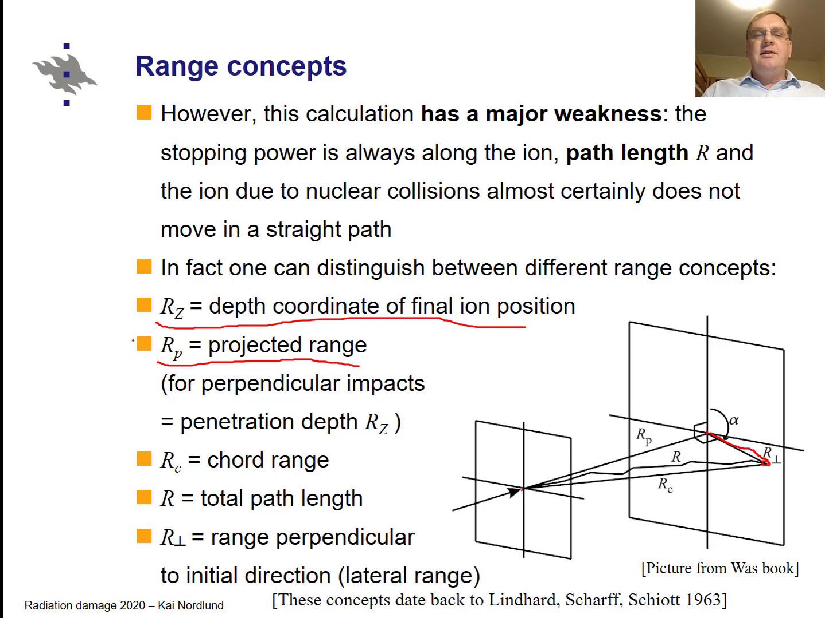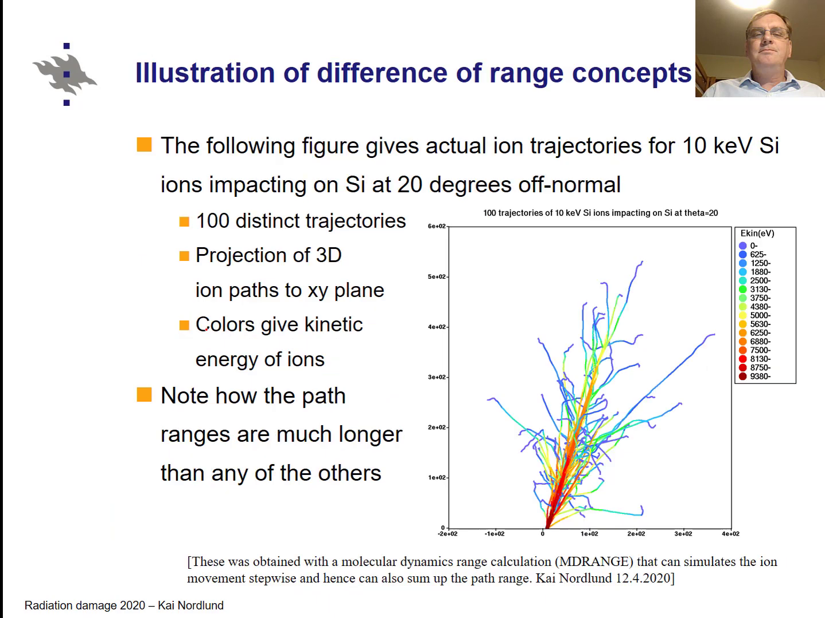So in total, you see that there are four principal range concepts, and then this penetration depth is a fifth concept, which is the same as the projected range if it's a perpendicular impact. And just to illustrate this point that ions are not traveling straight, this is an illustration of ion paths in a molecular dynamics range calculation, which should be very realistic about this. As I emphasized, it's not possible to measure these paths experimentally, but in computer simulations it can be readily done.